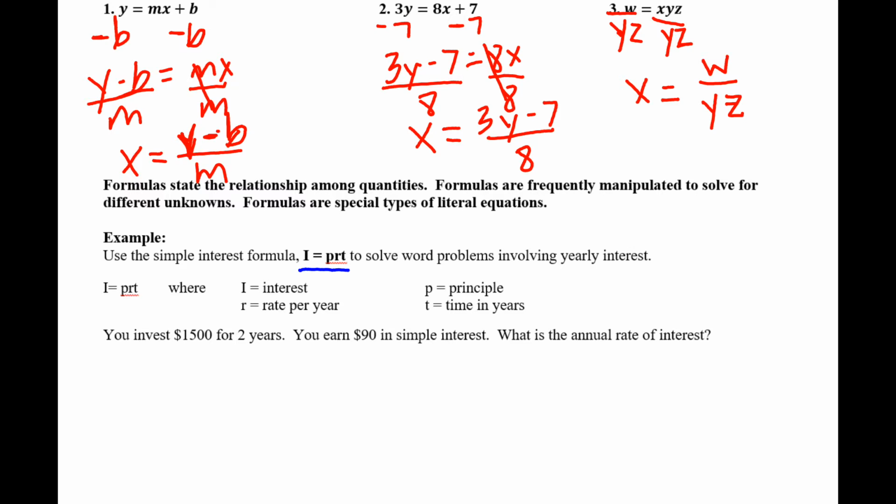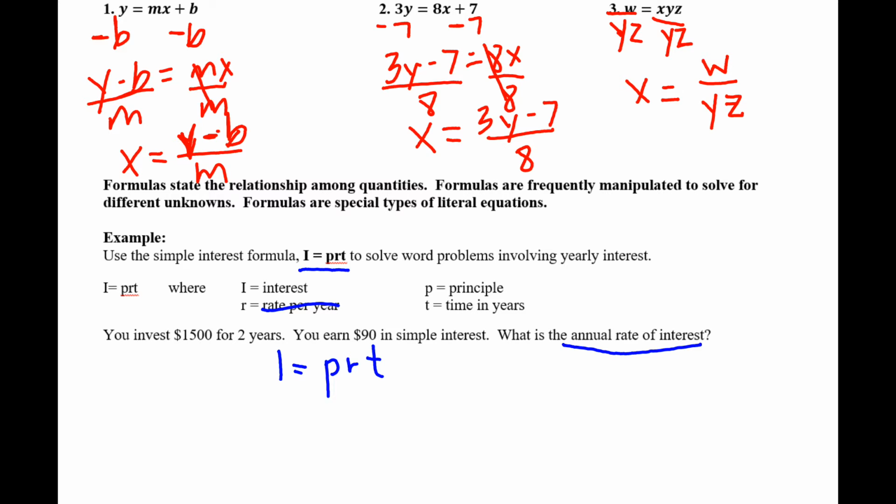you invest $1,500 for 2 years. You earn $90 in simple interest. What is the annual rate of interest? And so I'm going to solve this equation for the annual rate of interest. Okay, that's the rate of interest per year, that's R. I am going to solve for R, and then I'm going to plug it in and see what I get. So my equation is I equals PRT. I'm going to solve for R because that's my rate per year.